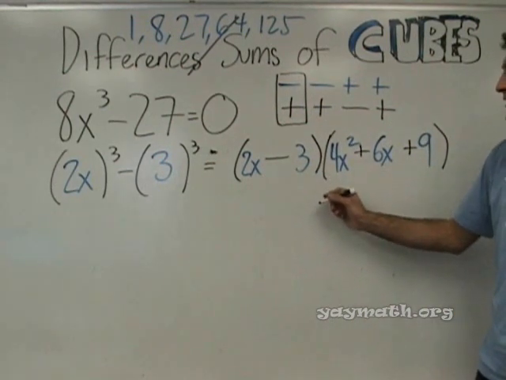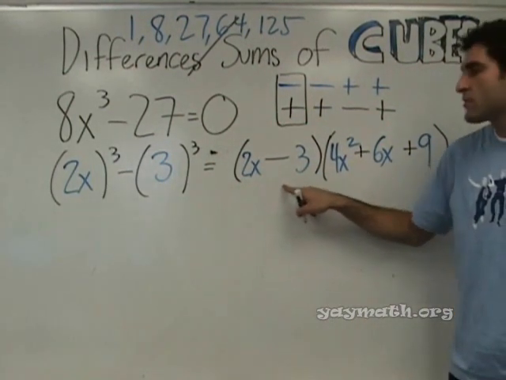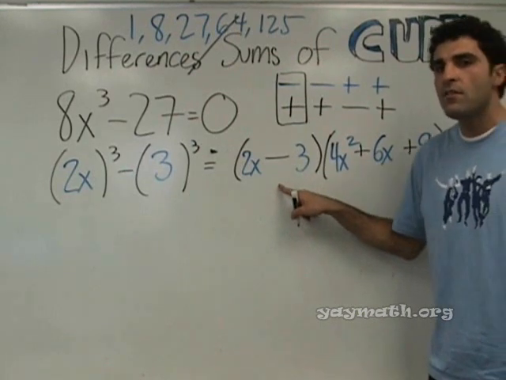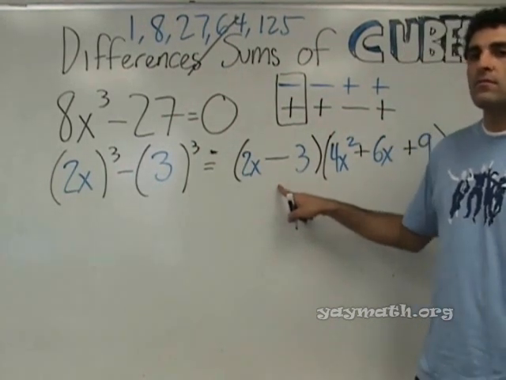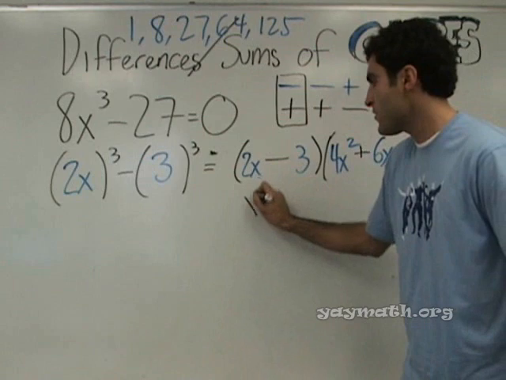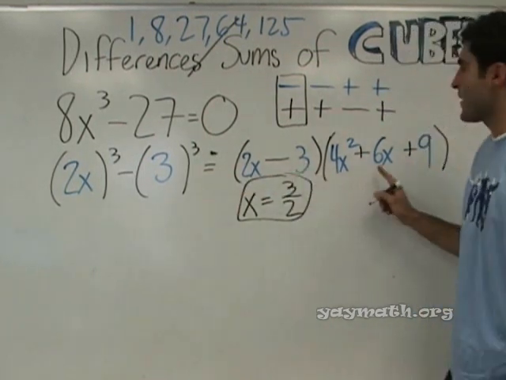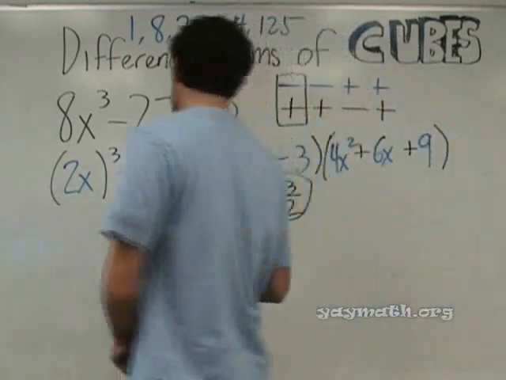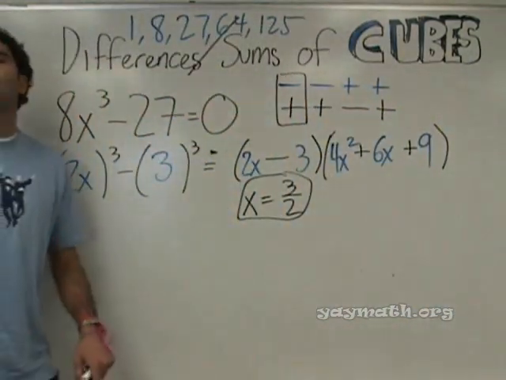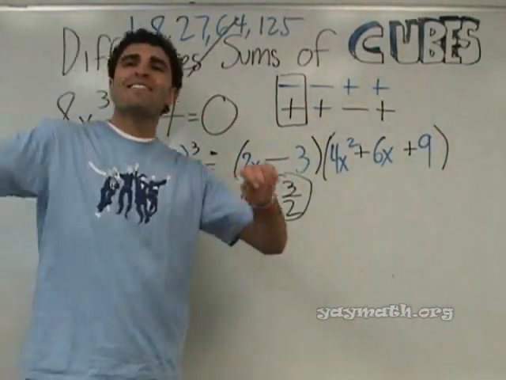Okay, now we set both to 0. If we set this to 0, 2x minus 3, what is x equal to? No, 3 halves positive. Good, almost. X equals 3 over 2. That's this one. And now let's jump right into this. He was just kidding. I know. I get it. Oh, negative 3 halves. Oh, because it's positive 3 halves.